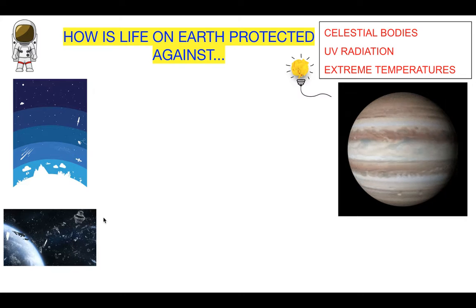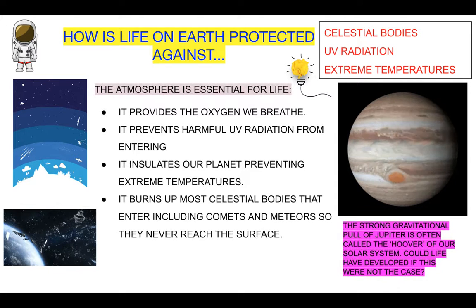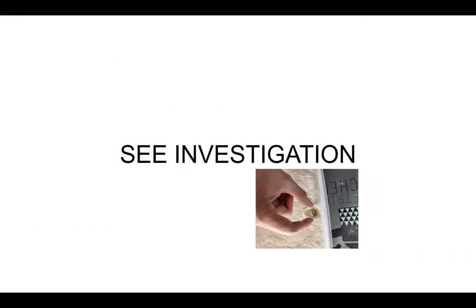How else is life protected on Earth because of our atmosphere? Well, it provides us with oxygen, and UV radiation, if it got through, would cause skin cancer. So that's really important that we're protected against all of that. As I mentioned, the burning up of celestial bodies has basically insulated life as well. I'm going to move on.